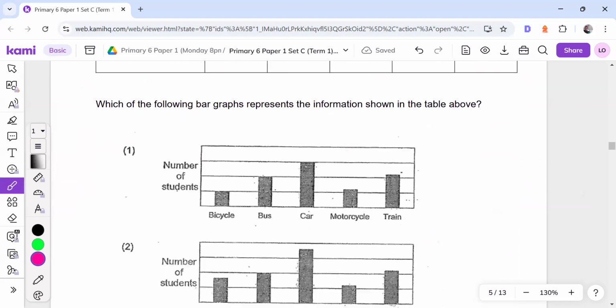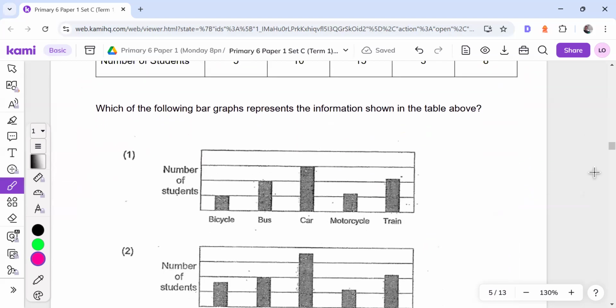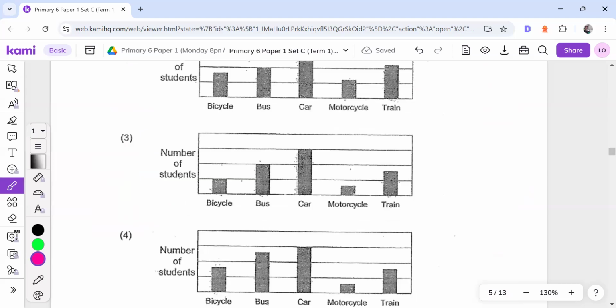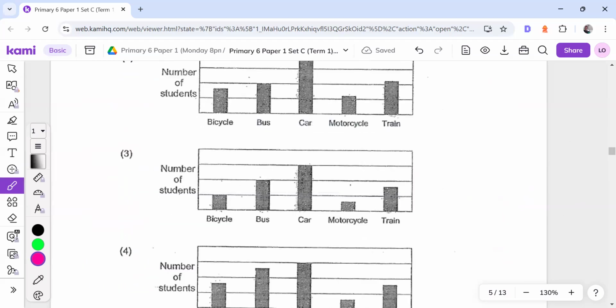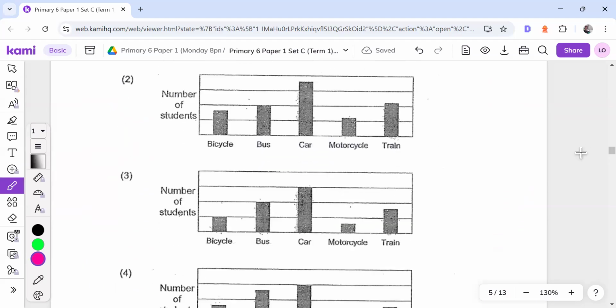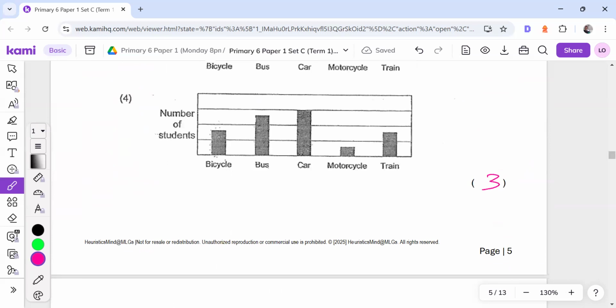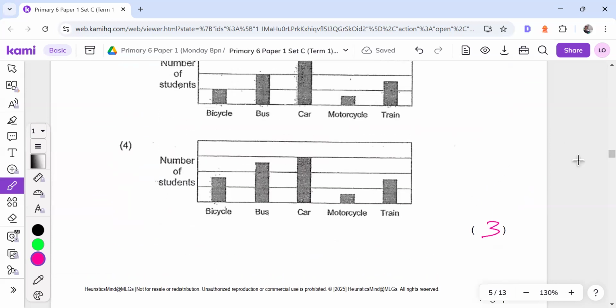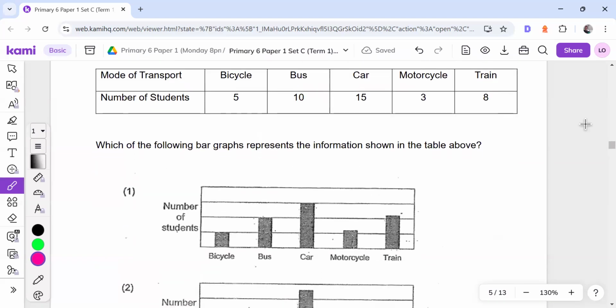So in PSLE, you may have one question which is the entire page. Does it look hard? No, it may not look hard. It just looks tricky. So let me give you the answer. Who got answer 3? Anyone get 3? Okay, quite not many.